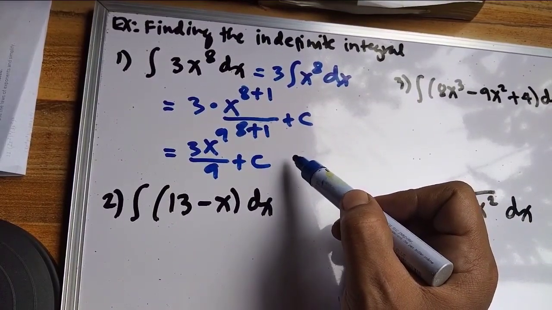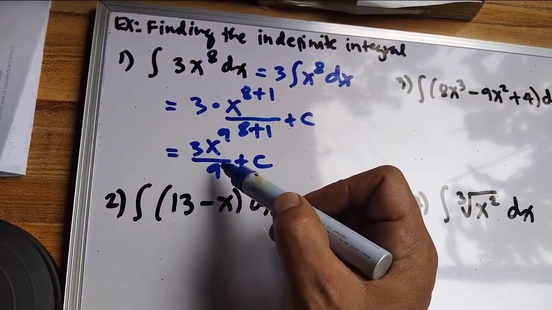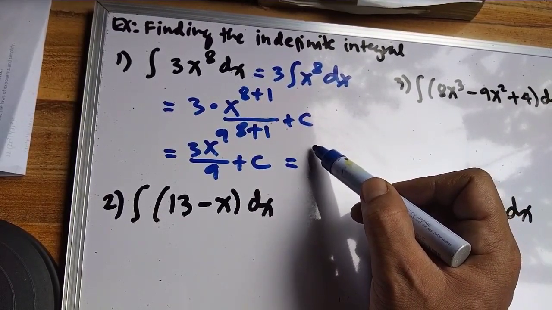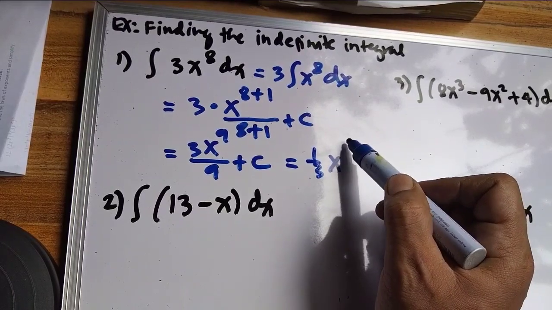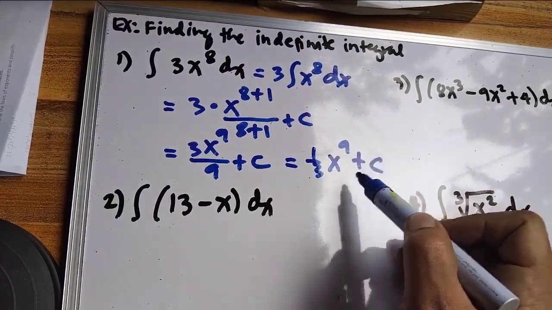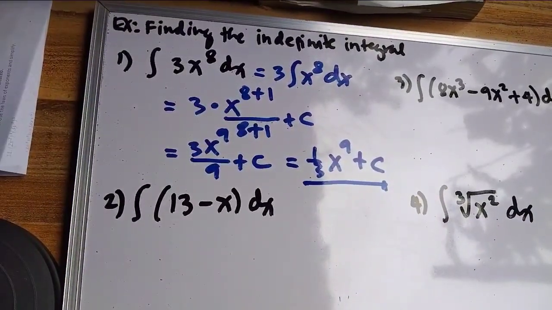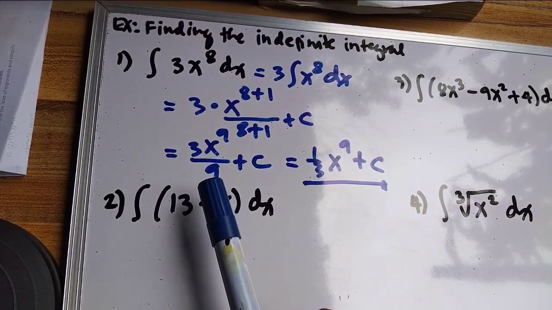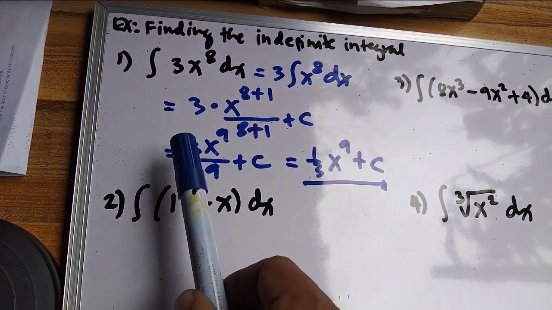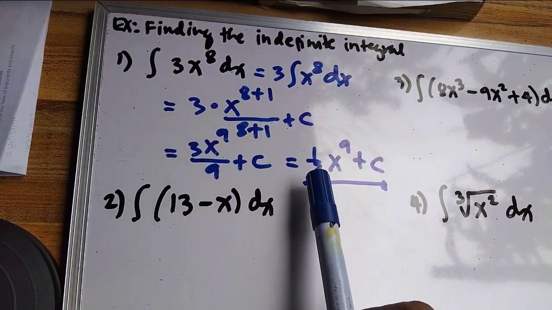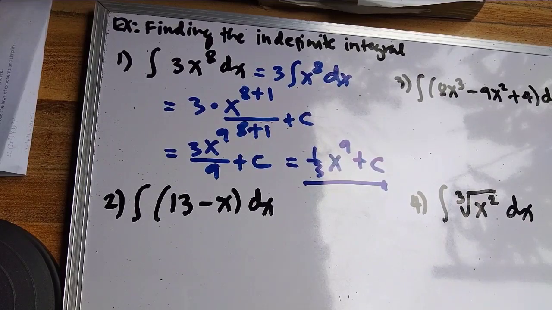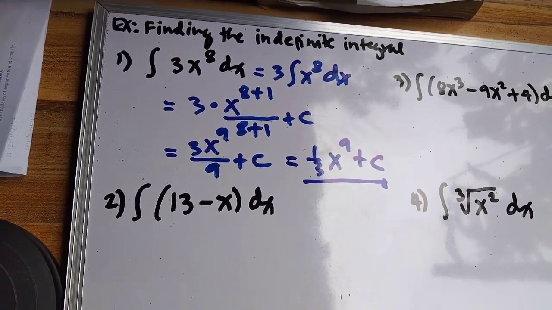Then, are we through? Not yet. We need to simplify 3 over 9, and that is equivalent to 1/3. So you have 1/3 x to the 9 plus c. That's the answer of our first example. Take note, you are not done yet because you can still reduce 3 over 9 to its lowest form, which is 1/3. So your final answer should already be simplified.